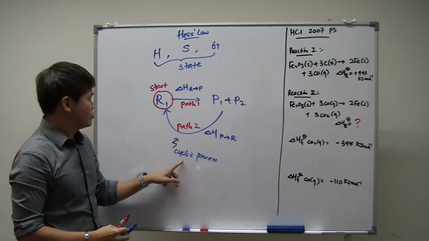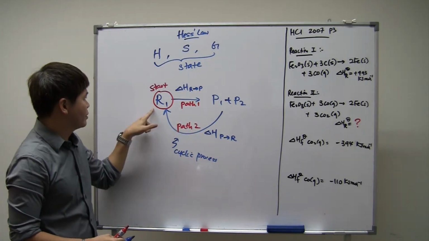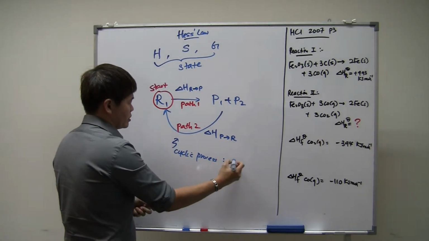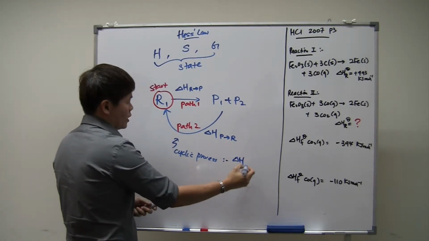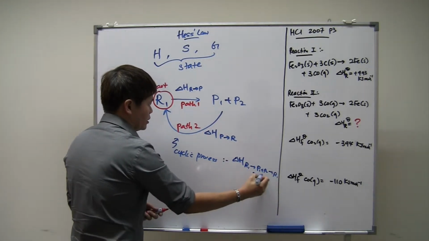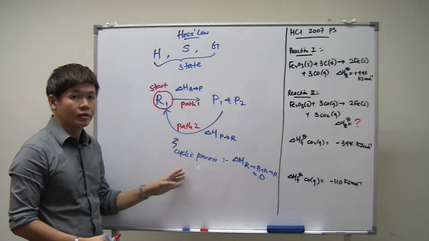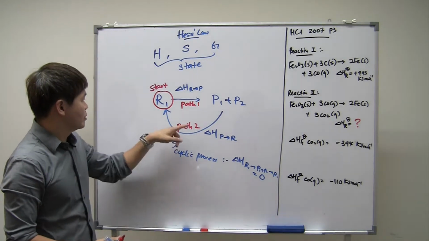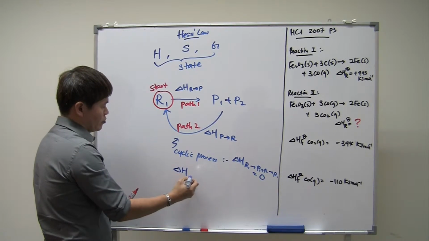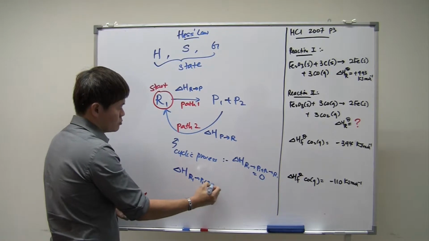Right? State functions have this property that for cyclic processes, if you start from one point and you end up at the same particular point in this cycle, then basically the enthalpy change of this entire process, where R1 goes to P1 and P2 and then goes back to R1 again, must be 0. This is a property from thermodynamics about state functions in a cyclic process. So we take a look at this particular reaction here.